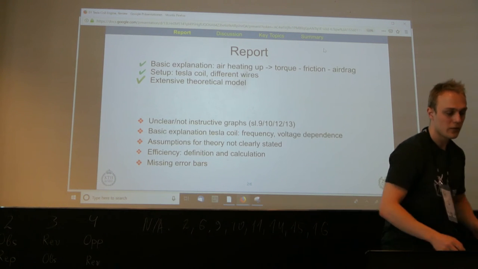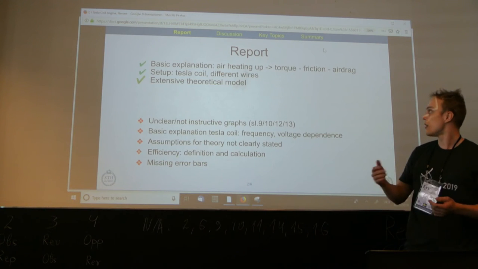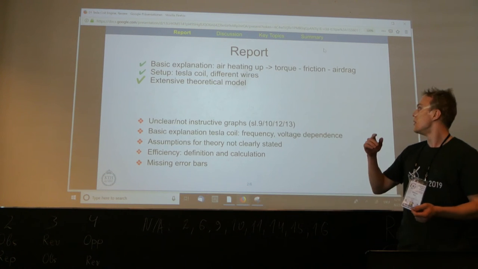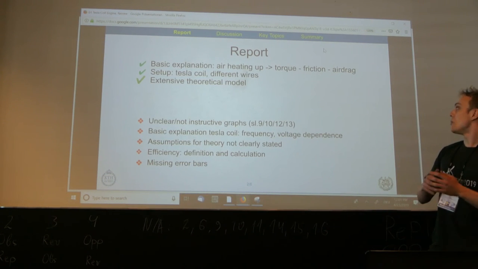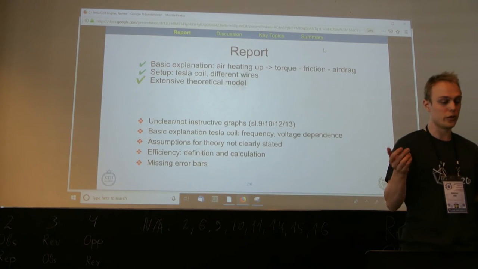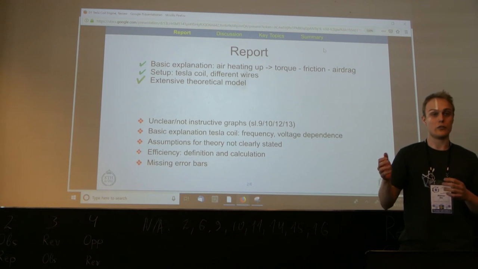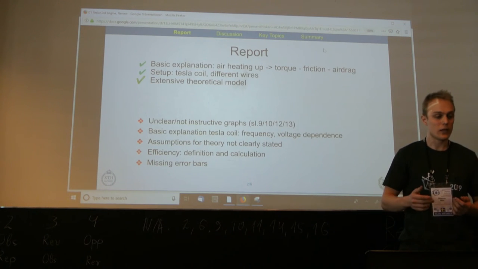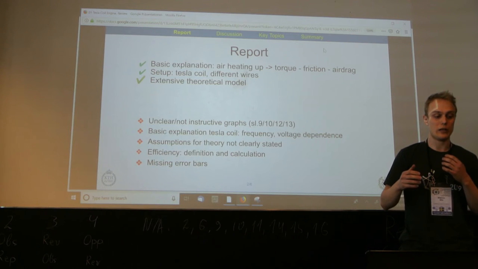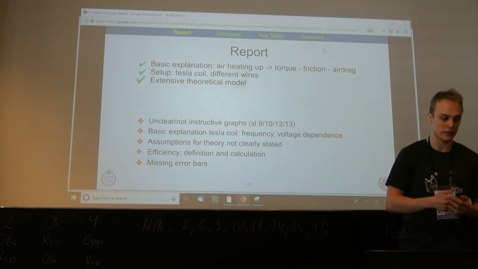So the report itself had a very basic explanation of the phenomenon of the motion: air heating up around the tips created a torque, which was reduced by friction and air drag. The Tesla coil and different wires were examined, and they had a very extensive theoretical model about the different forces that they found acted on these.